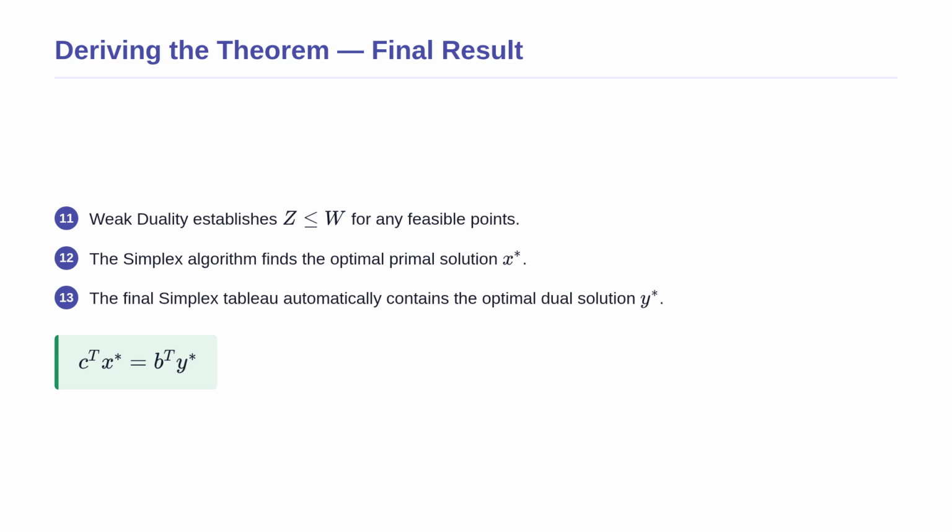The final row of the simplex tableau automatically generates the optimal dual solution, Y star. Because of how the algorithm terminates, the objective values are mathematically forced to be identical. This gives us our final result. Maximum profit exactly equals minimum cost.